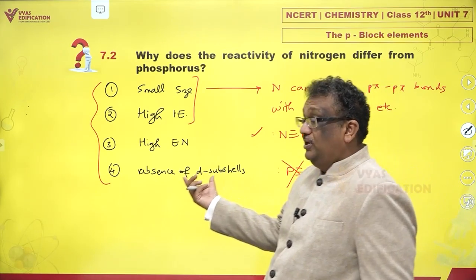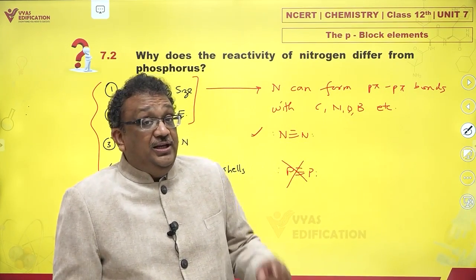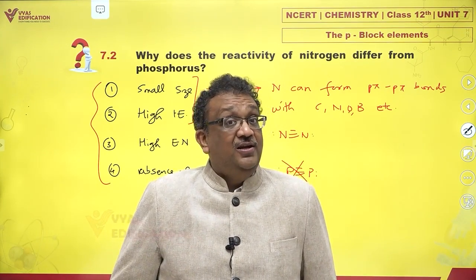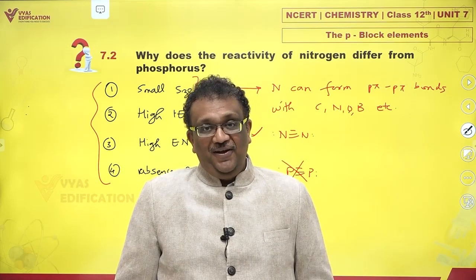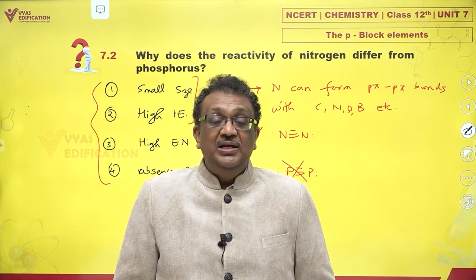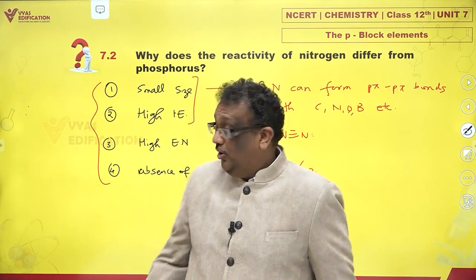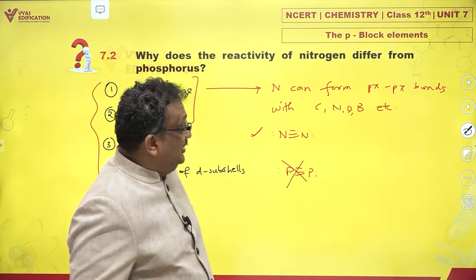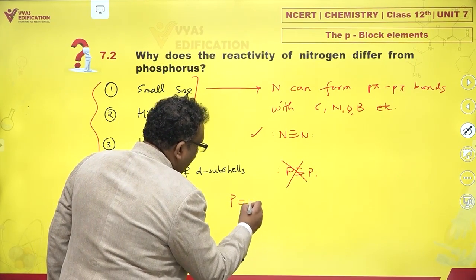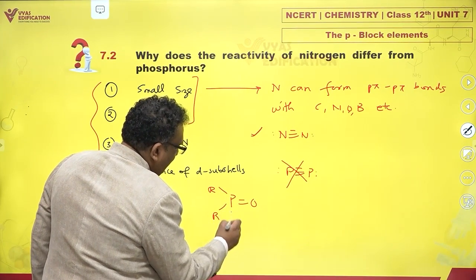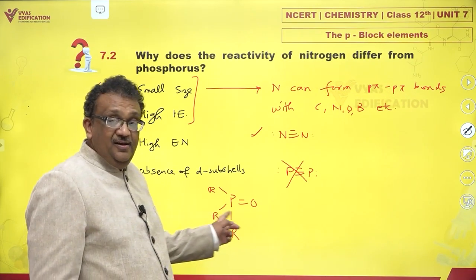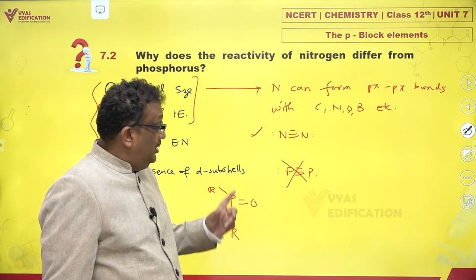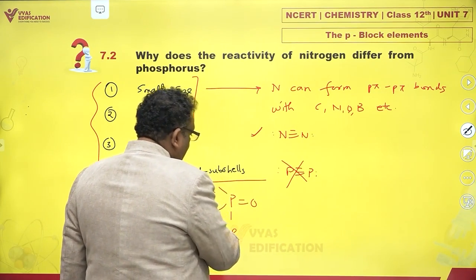Also, when you talk about d subshells, nitrogen cannot expand its octet. So phosphorus can form PCl5, nitrogen cannot form NCl5. That again comes as a major difference. Not just this, when we talk about non-expansion of d subshell, phosphorus can form P double bond O, with R, R, R, something like this, a trialkyl derivative of P double bond O. Nitrogen cannot give you similar compounds.